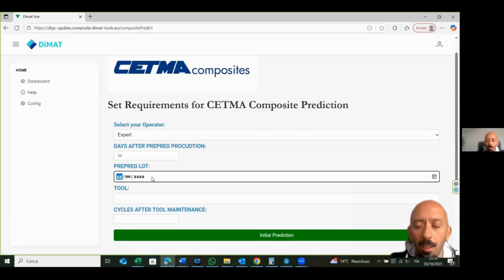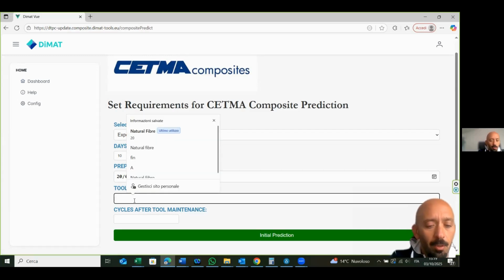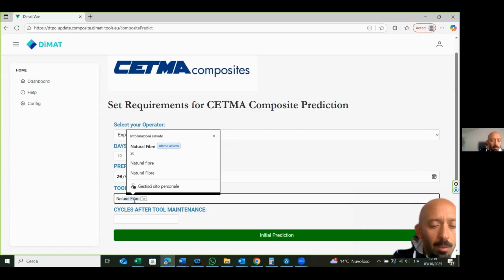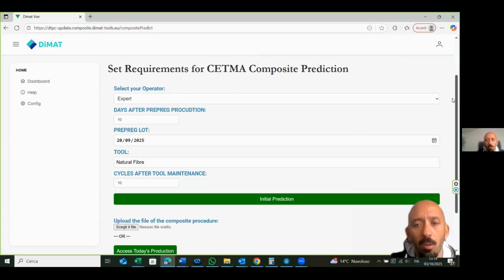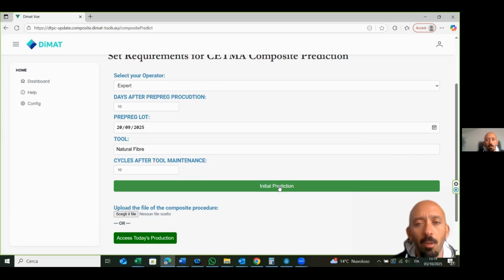We insert the identificator of the prepreg lot, information regarding the tool that we are using, and how many cycles passed after tool maintenance. Once we set these initial parameters, we can do initial prediction of the part.